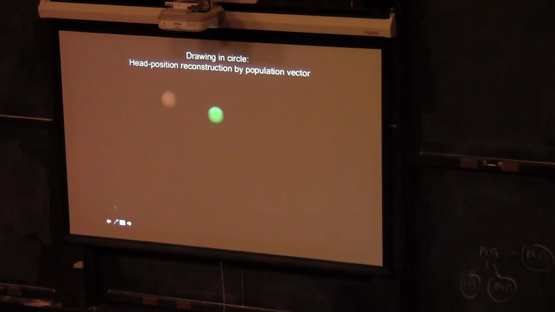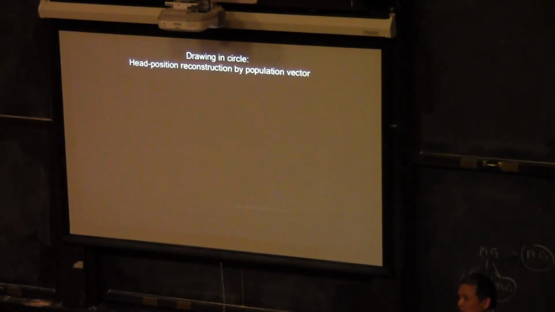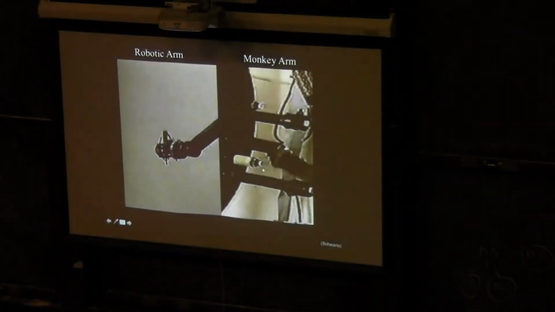In this case, the animal is moving, this is the same thing. You see the spikes. So this is a virtual reality movement. The animal is moving a cursor, and you see that in a three-dimensional virtual reality space, the movement of the population vector is very similar to the actual movement in this case. So this is a similar thing. This is an early example.